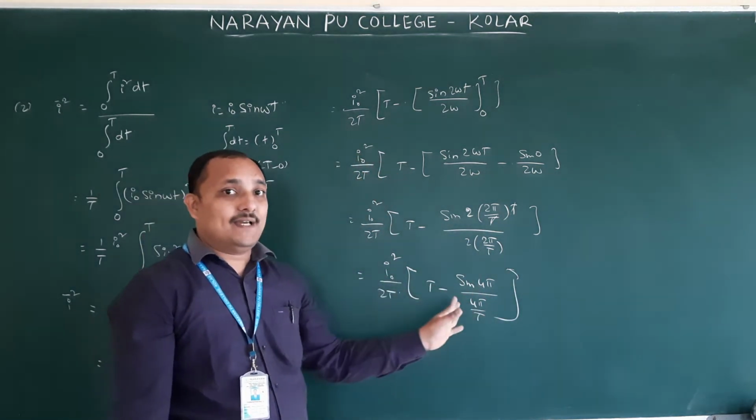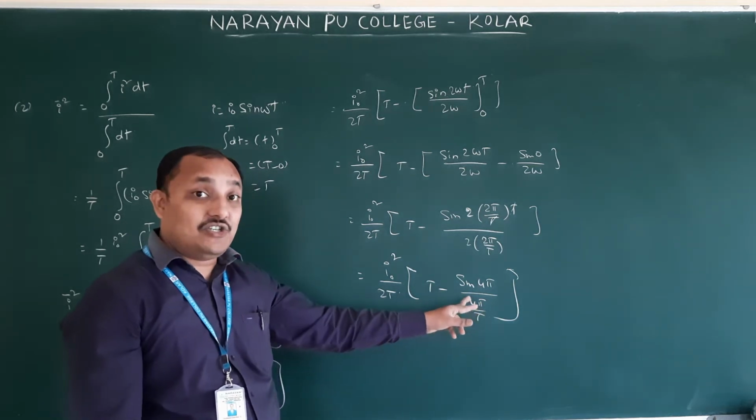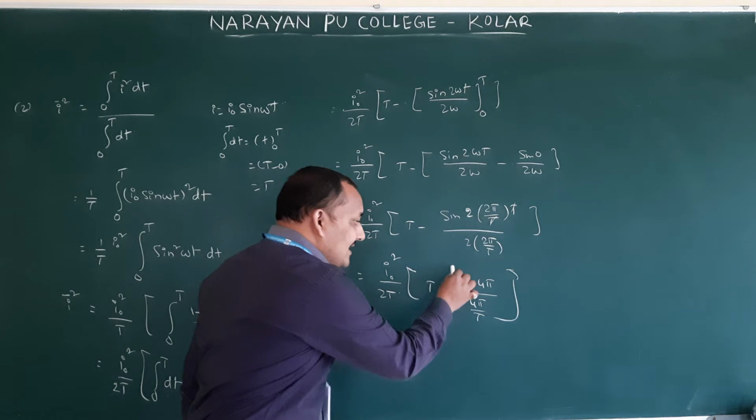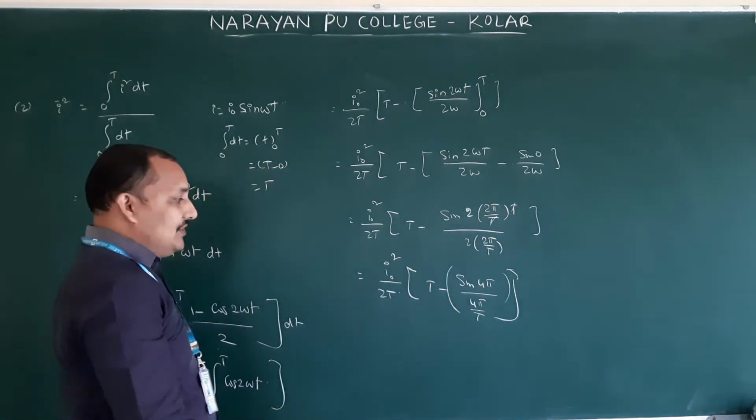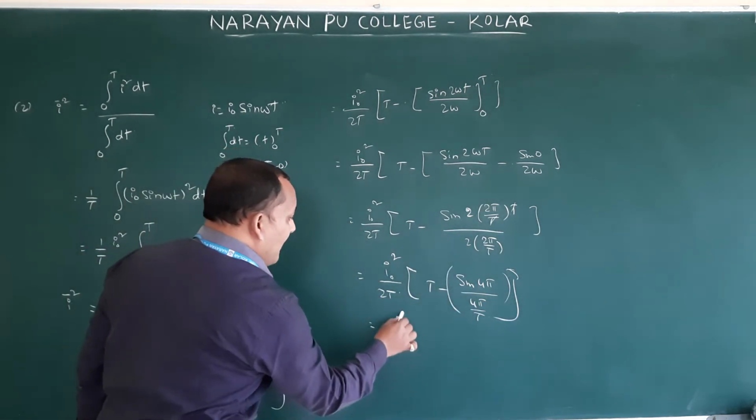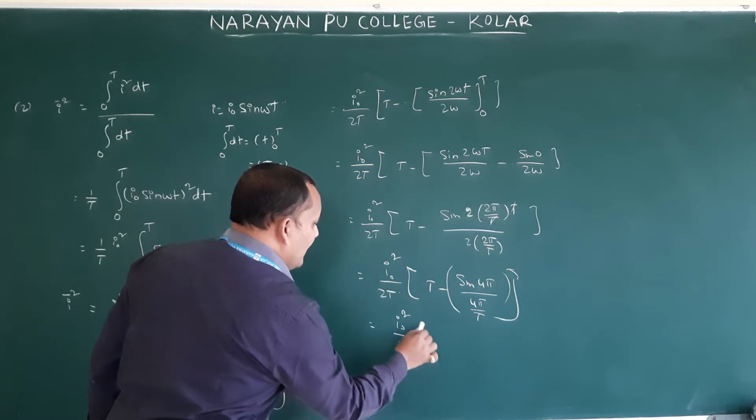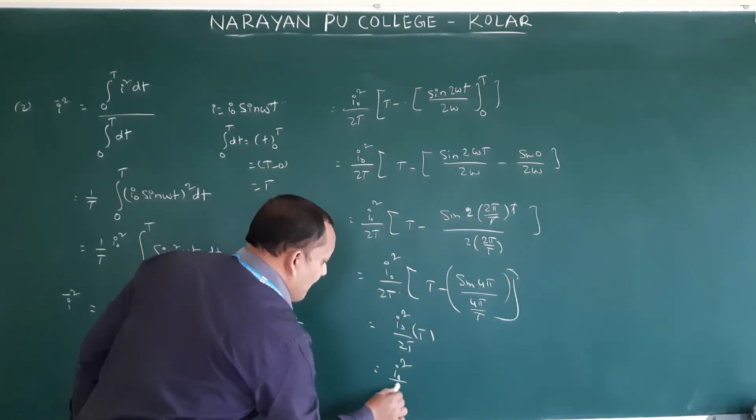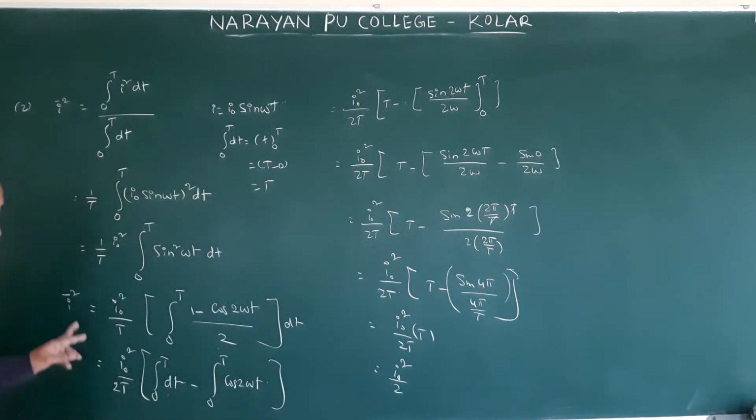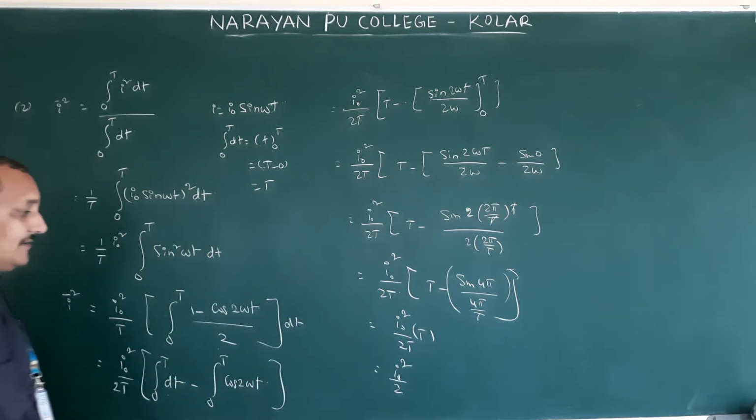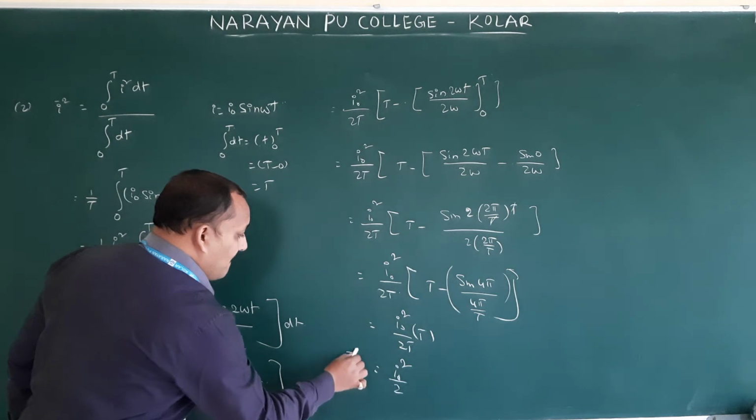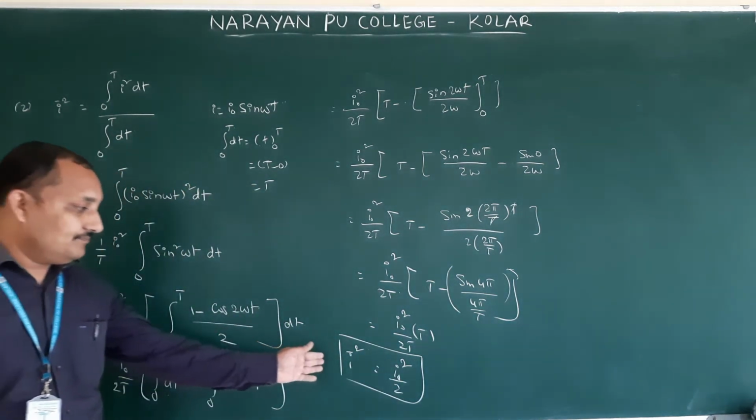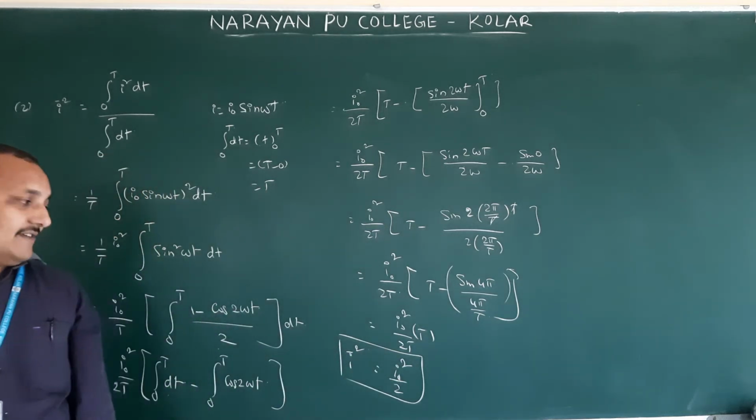Sin pi, sin 2 pi, sin n pi. Sin n pi value is 0. Therefore, sin 4 pi value is 0. Therefore, the total term is going to become 0. Therefore, I naught square by 2T into T. This T will be cancelled. I naught square by 2. This is the mean square value. I bar square is equal to I naught square by 2.